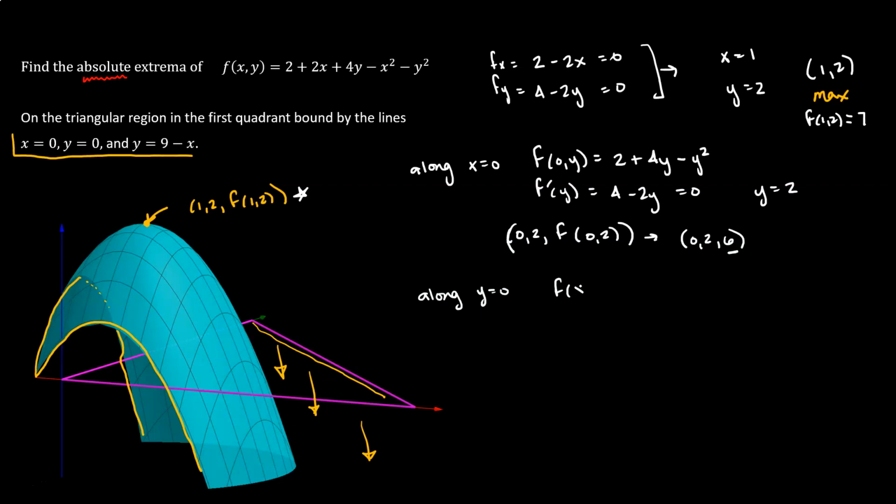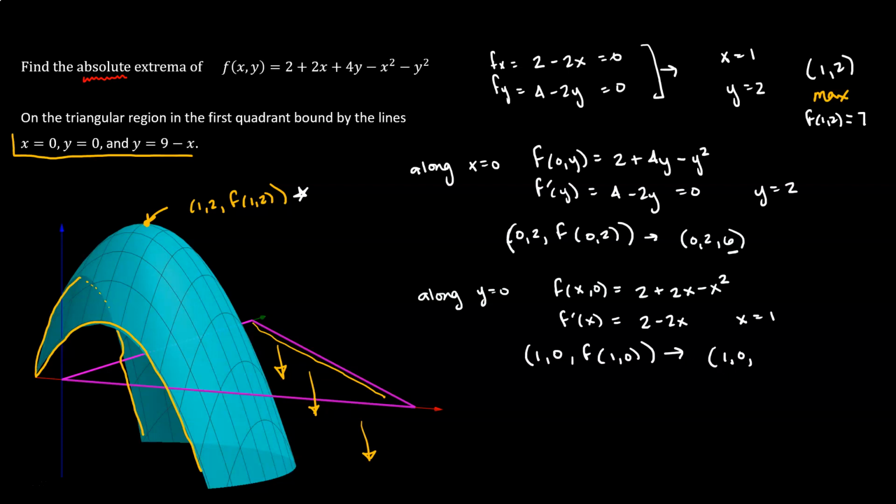Well, along y equals 0, our function becomes a function of only x, which looks like 2 plus 2x minus x squared. Take the derivative with respect to x. We find 2 minus 2x, which tells us that x needs to be equal to 1. So now we're going to check this point, x equals 1, y equals 0, f at (1, 0).